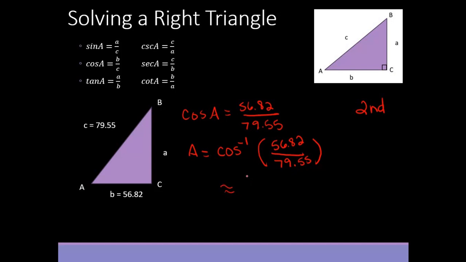This means A is approximately that. And the reason I use this many significant digits is because that's how many are in my original problem. Okay, so we can do the same thing for angle B, but which of the trig functions do we have to use for angle B? We have B and C. So how would we figure that out?